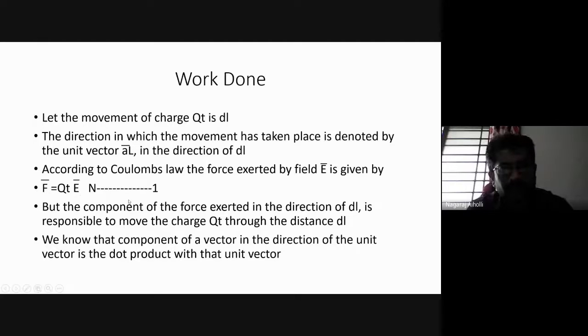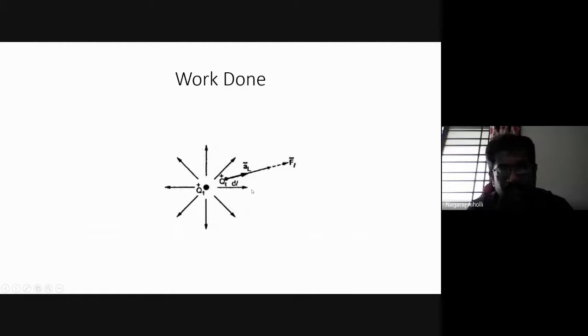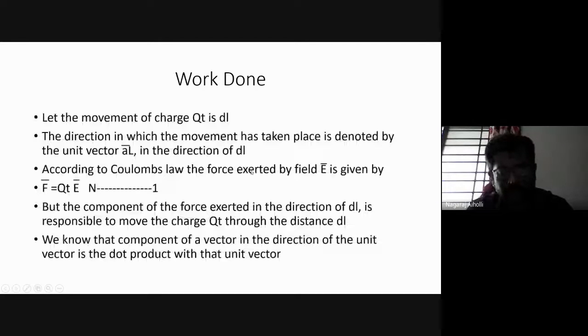Next, what we are supposed to find out here is the component of the force exerted in the direction of dl. The component of the original force F bar is FL bar, which is exerted on Qt when it is moved through a distance dl, along the direction AL bar. The component of the force exerted in the direction of dl is responsible for moving the charge Qt through the distance dl. Originally, when it is placed, some force is exerted, but when it is moved through a certain distance, the component of the force will change.